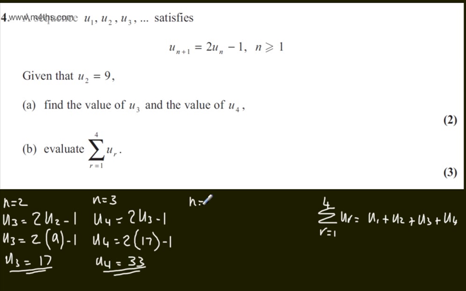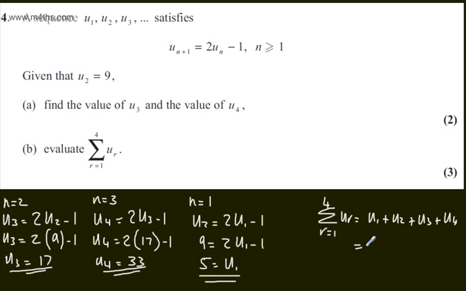So if we consider when n is equal to 1, we'll have u sub 2 is 2 lots of u sub 1 minus 1. Now we know u sub 2 is 9, so 9 will be equal to 2 u sub 1 minus 1. Adding 1 to both sides and dividing by 2, we can see now that u sub 1 will be equal to 5.